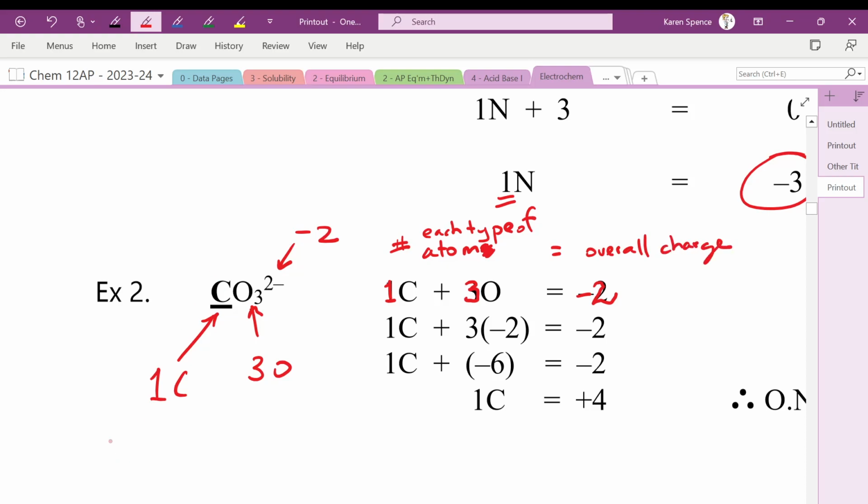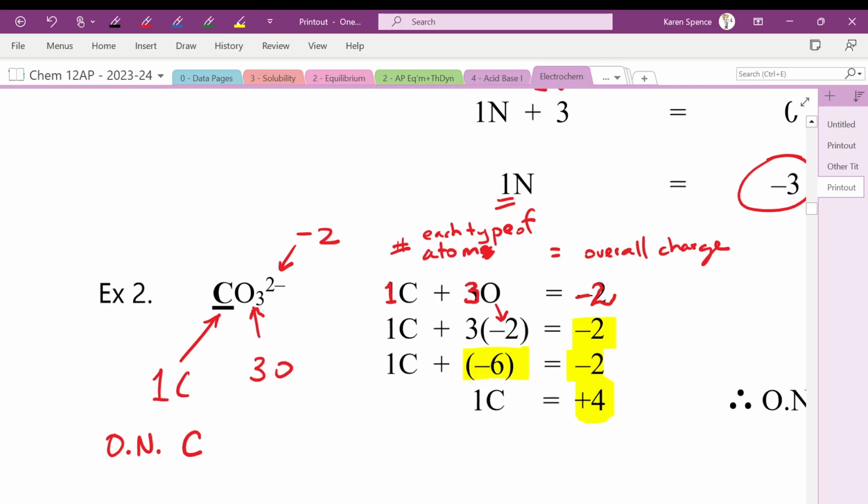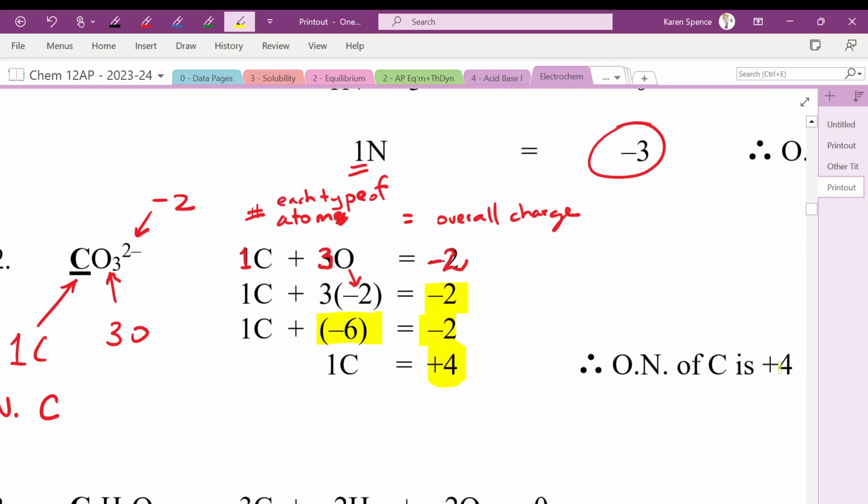Now, we're trying to find the oxidation number of carbon. So we're going to substitute oxygen as -2. 3 times -2 gives us -6. This stays the same. And then we move the -6 over to the other side and we get +4. So for the oxygen, or sorry, for the carbon, the oxidation number is +4.